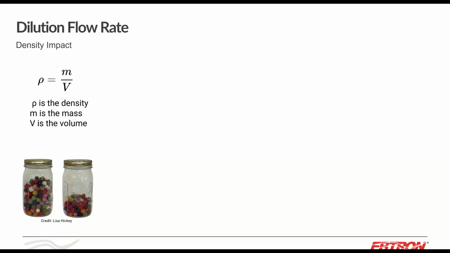These two jars that Lisa created show a very good example of that. The jar on the left has more mass in it than the jar on the right, but they're both the same volume, so thereby the density is going to be higher. Well, how does this affect ventilation and airflow?